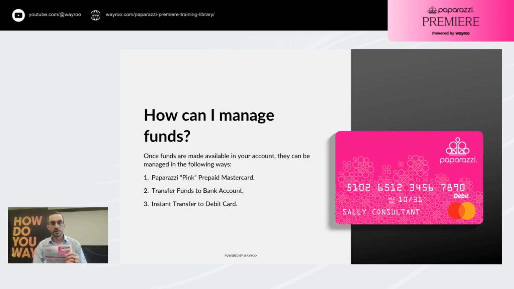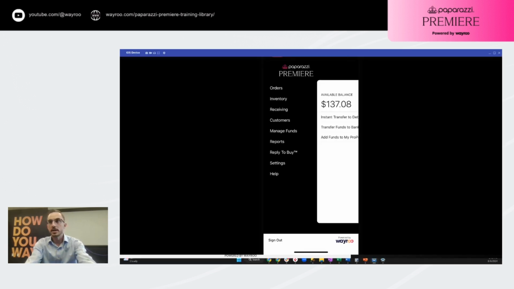You can make that purchase with your Pink Card when those funds become available. You can make that purchase immediately. Or you can transfer to a bank account that takes 2 to 3 days, 35 cents per transfer, or instantly, and it's 1% of the amount that you wish to transfer. Let's go into the app and we'll explore some of these concepts that I'm discussing.